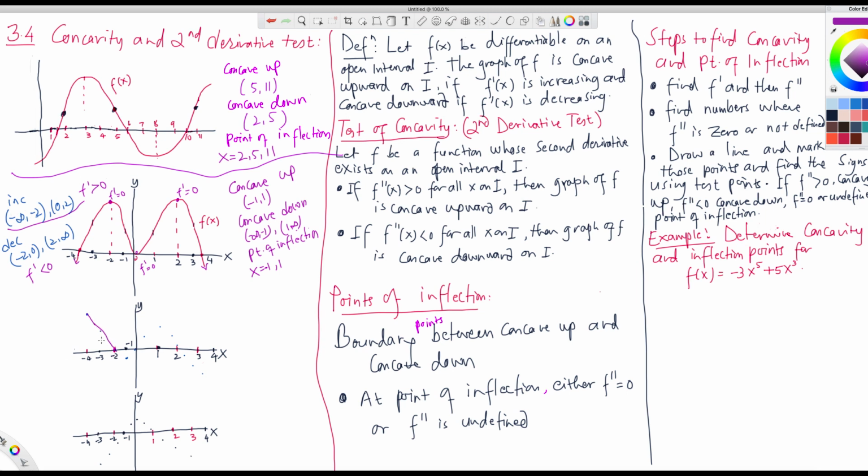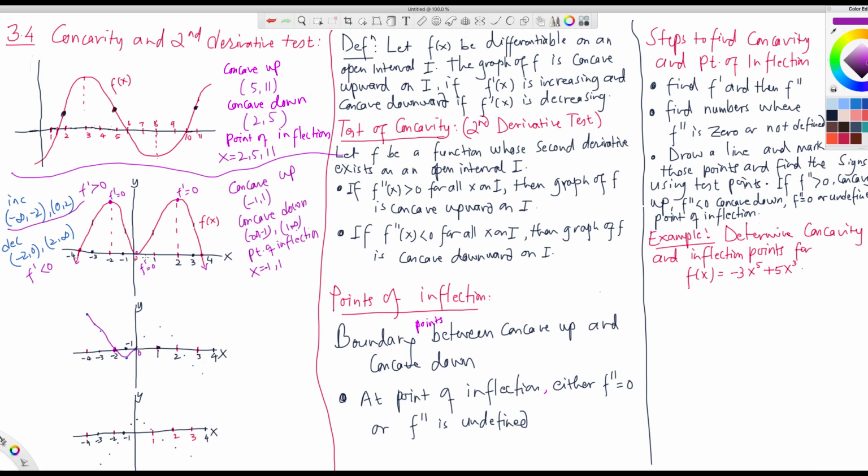Left of -2 f prime is positive, at -2 f prime is 0, and between -2 and 0 the function is decreasing, right? The function f(x) is decreasing, so f prime must be negative. Where? Between -2 and 0 it should be negative, and at 0 f prime is 0, right? Let me write this way. Between -2 and 0, this is the graph of f prime. f prime is negative because in this piece it is decreasing. Look at that. And at 0 f prime is 0.